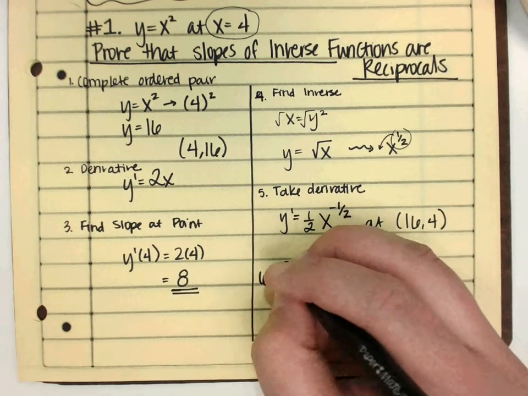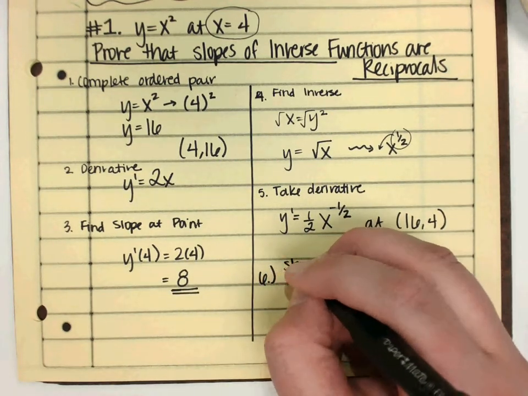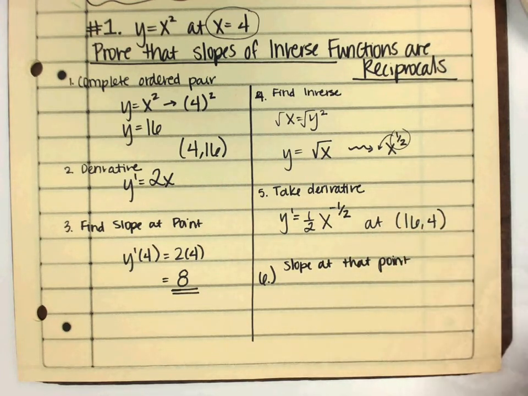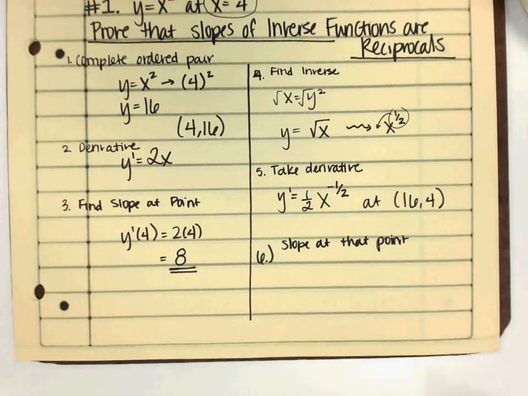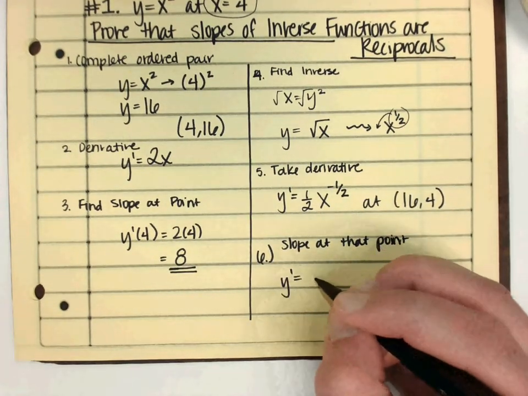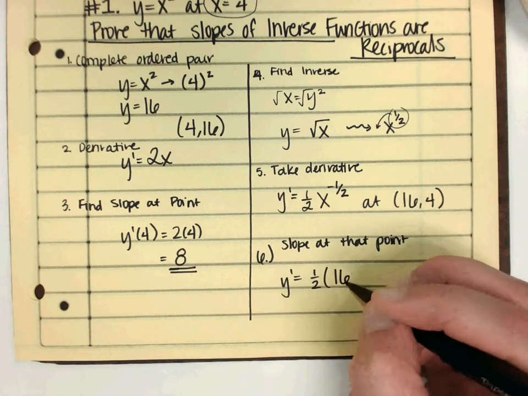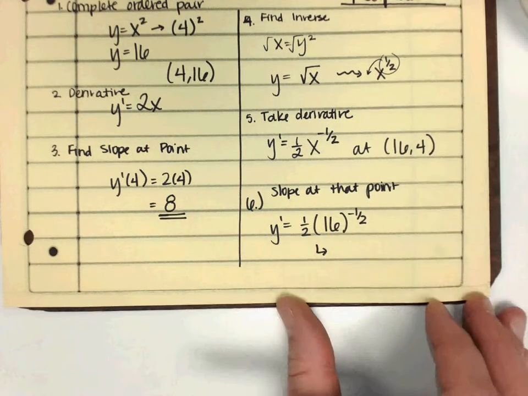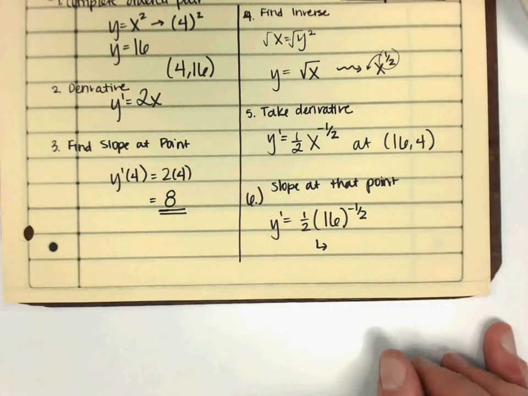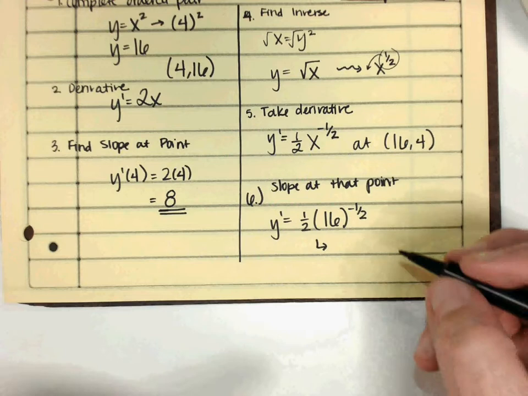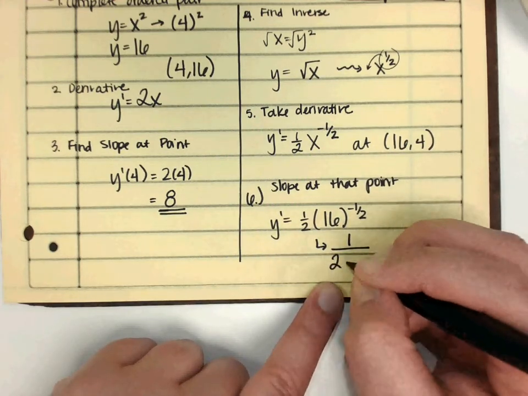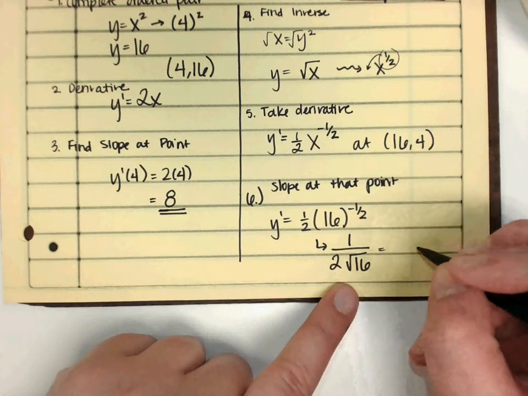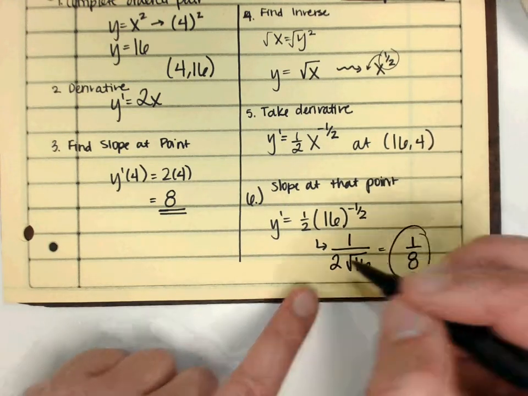So step number 6, I'm going to find the slope at that point. You already have all the stuff you need for the slope, though. So I have y prime equals 1/2 of 16 to the minus 1/2. Well, I'm not going to leave it like that. What is minus 1/2 the same as? A square root, but on the bottom. So that'd be 1 over 2 square root of 16. What's the square root of 16? 4. What's 4 times 2 on the bottom? 1/8. Were your slopes reciprocals?